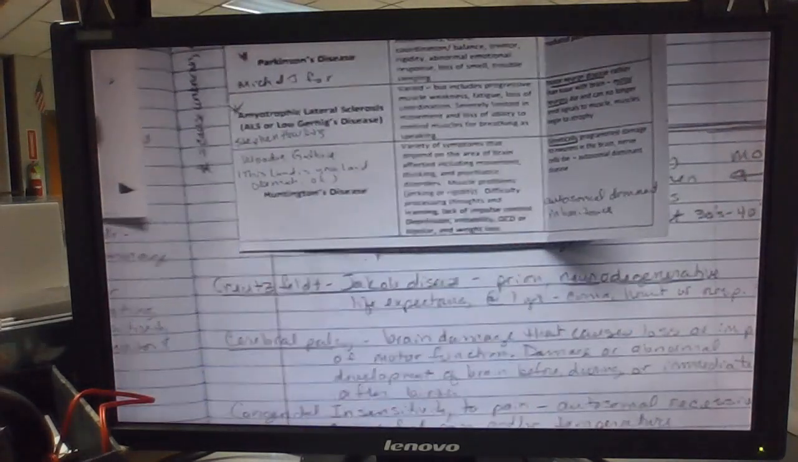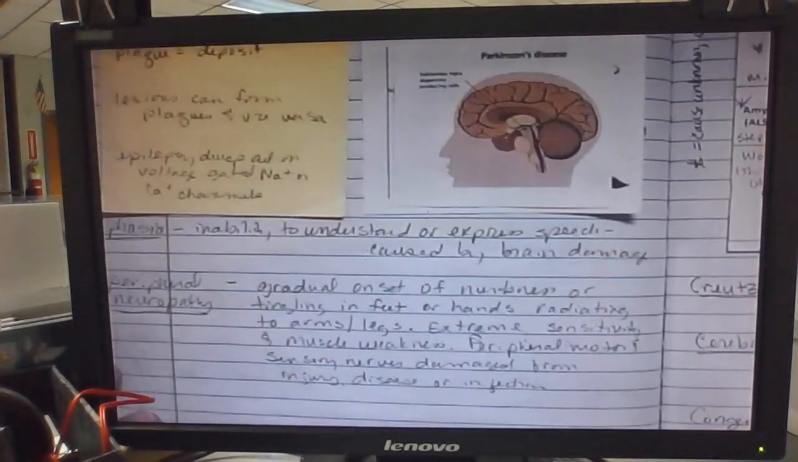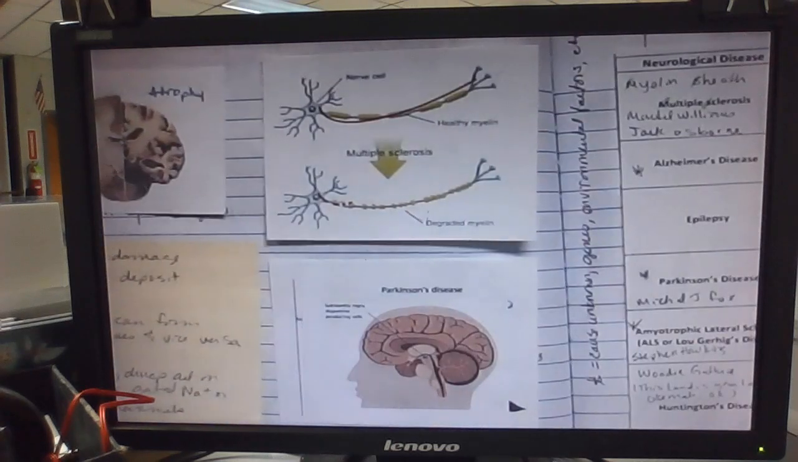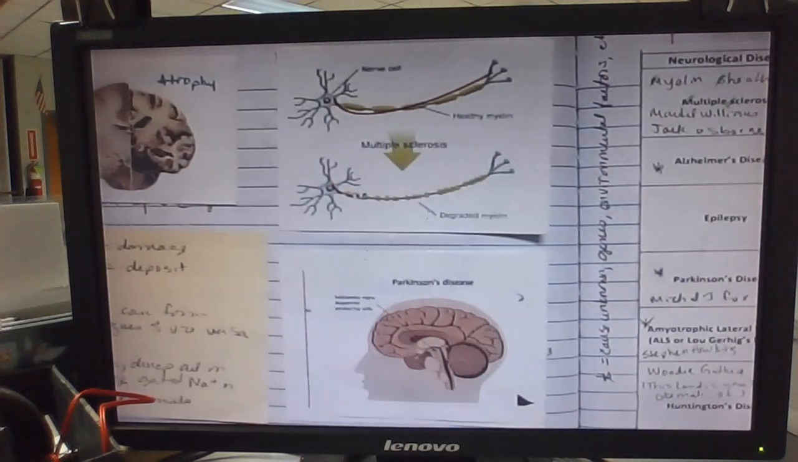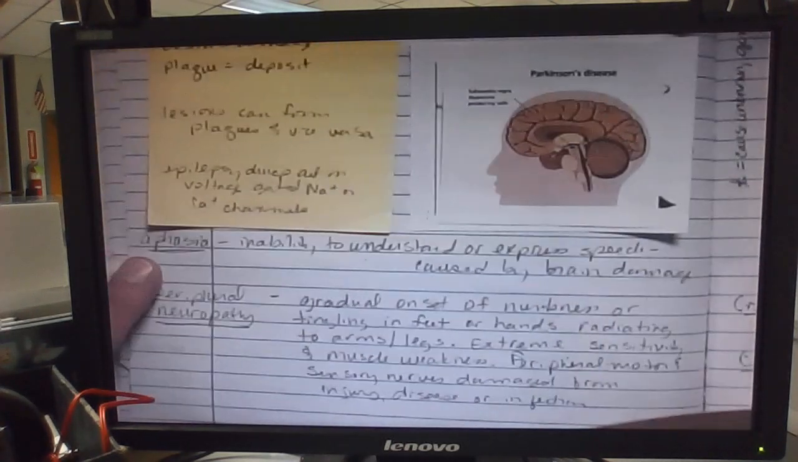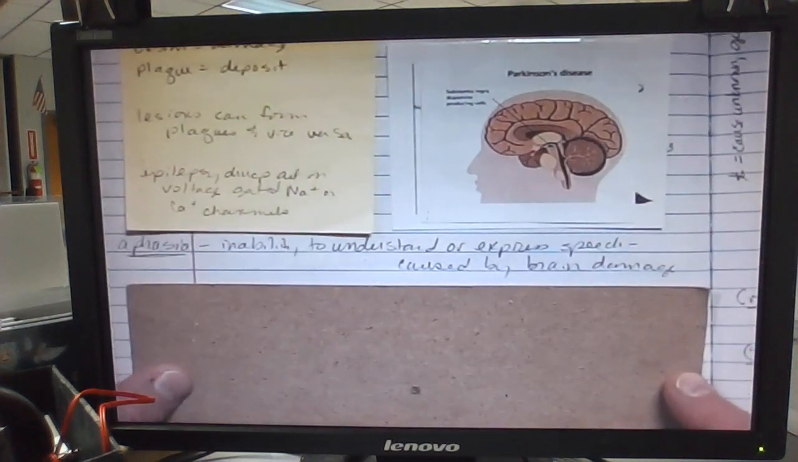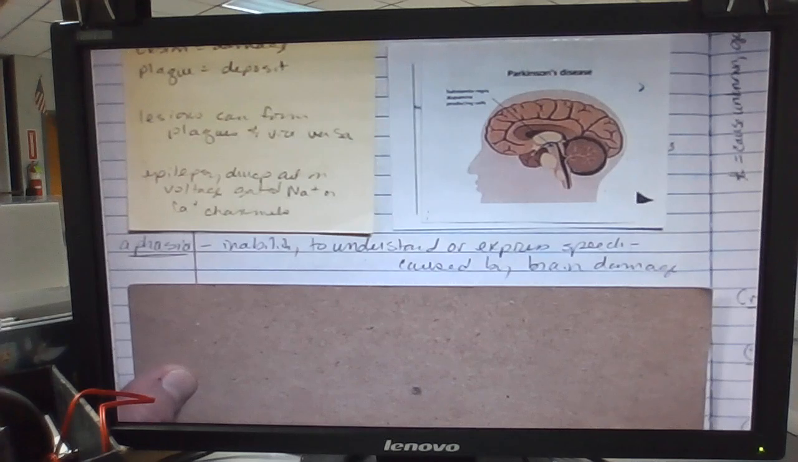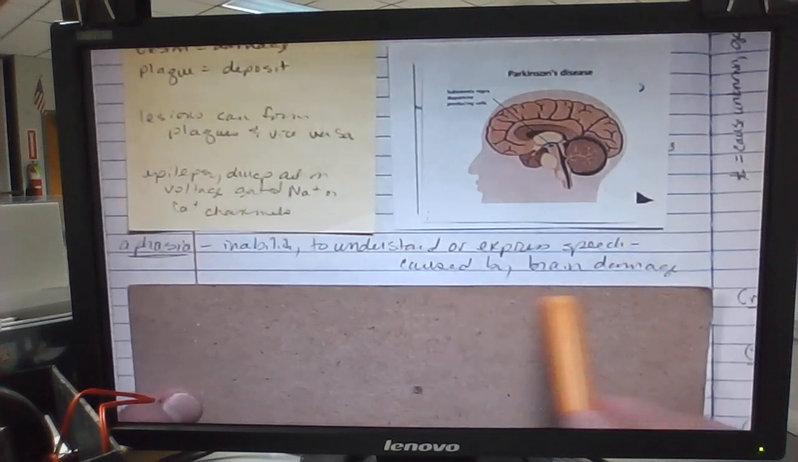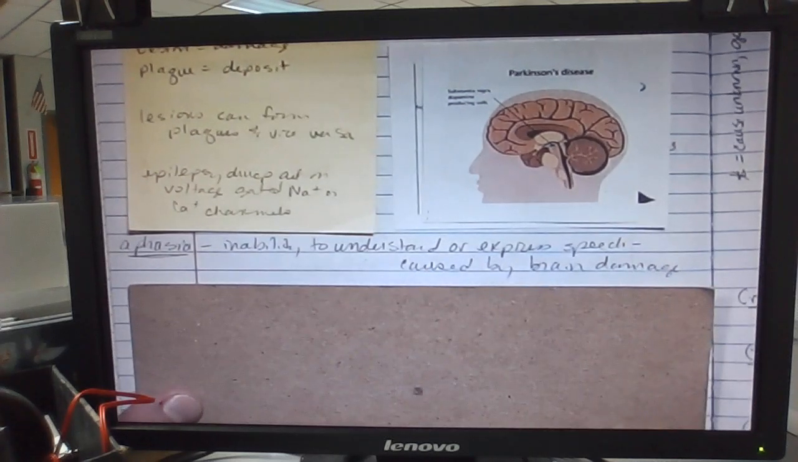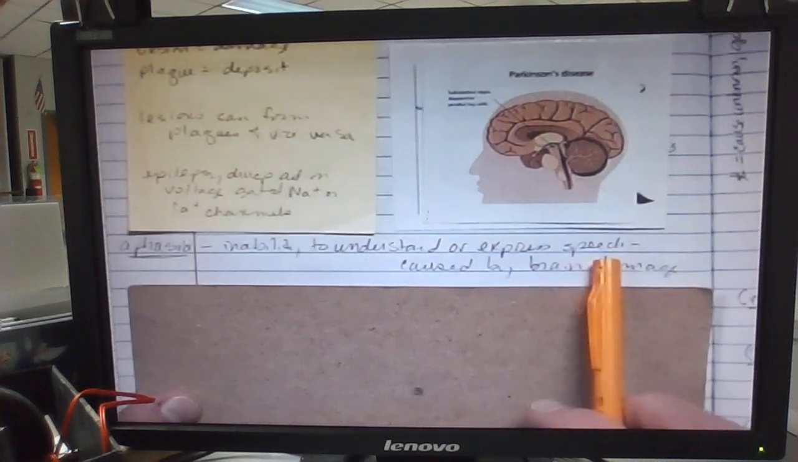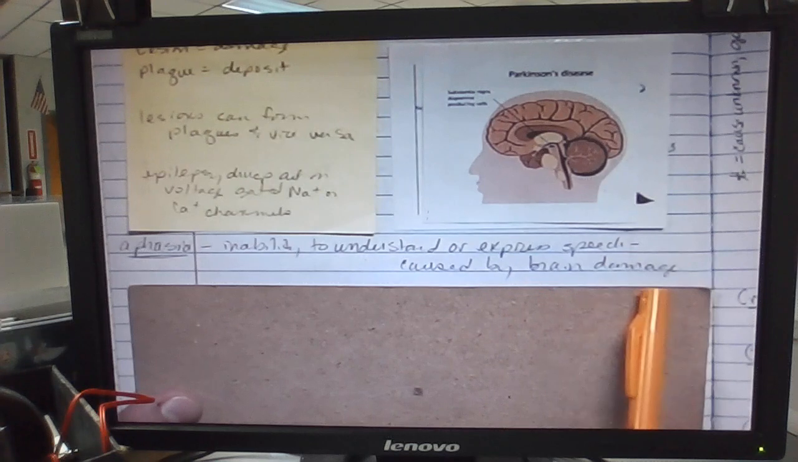All right, and I'll talk about that in just a minute. On the left-hand side, I've got my pictures at the top, and I'll go over those in a minute. I want to do aphasia. Aphasia is the inability to understand or express speech. It's usually caused by brain damage.